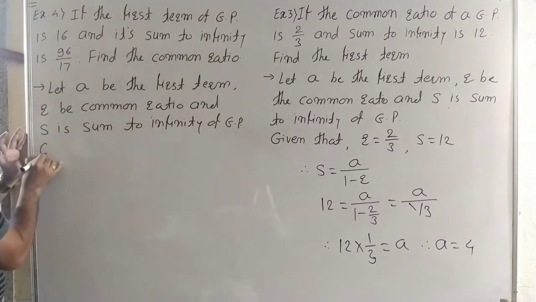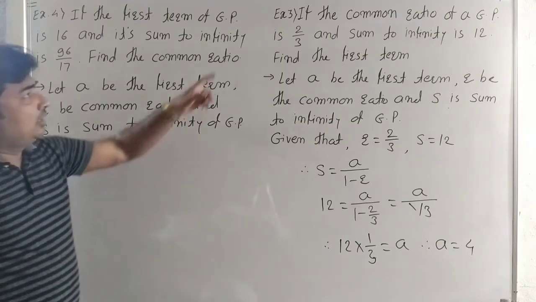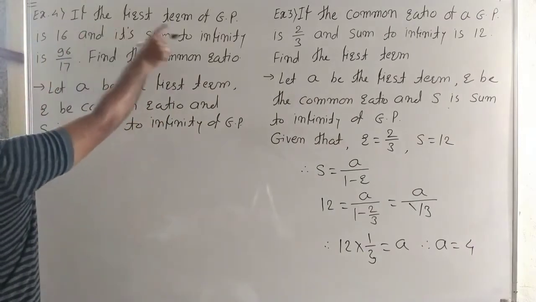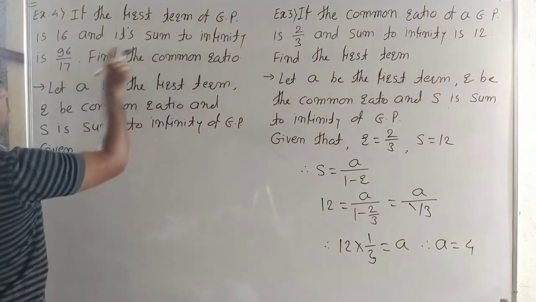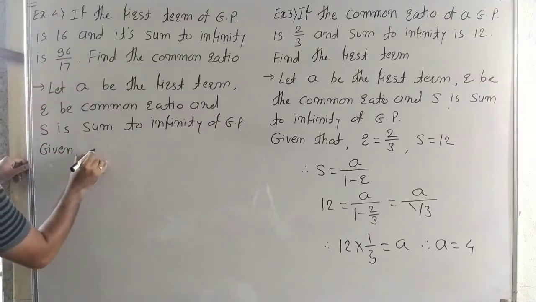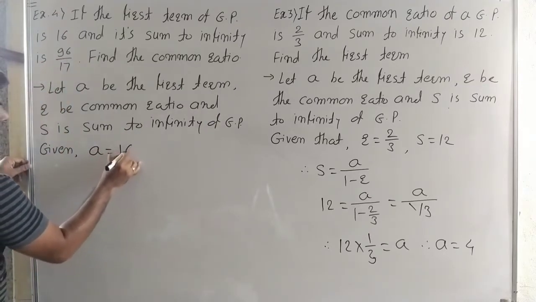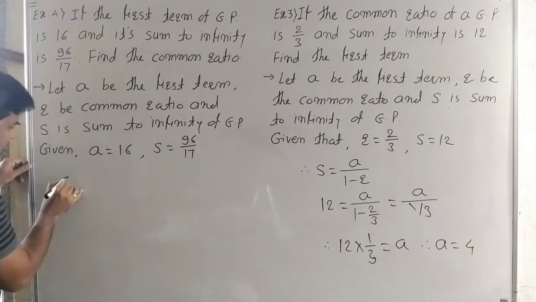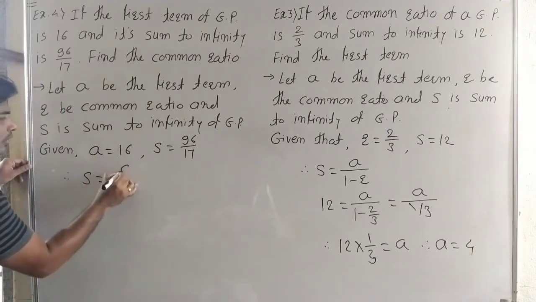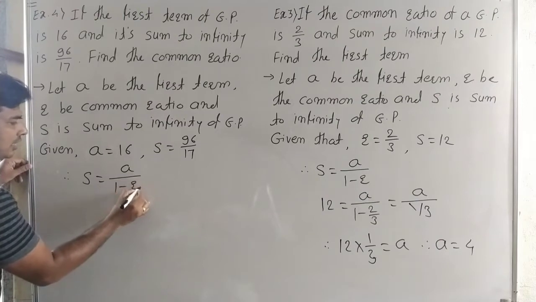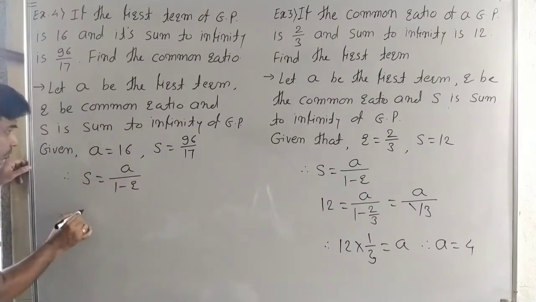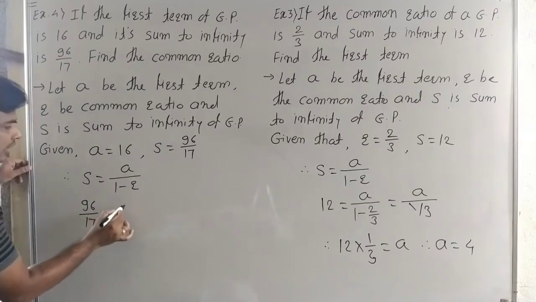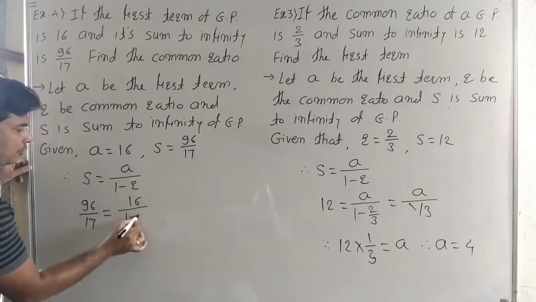Now here given, in the previous example the common ratio and sum were given. Now here the first term is 16 and the sum to infinity is 96 upon 17, that means a is equal to 16 and the sum is 96 upon 17. We know the formula: S is equal to a upon 1 minus r. Now put the values, since we want to find the value of r: 96 upon 17 is equal to 16 upon 1 minus r.